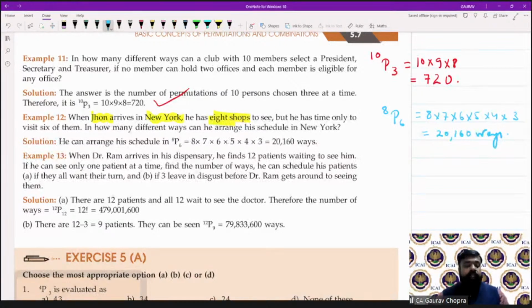Then comes example number 13. When Dr. Ram arrives in his dispensary, he finds 12 patients waiting to see him. If he can see only one patient at a time, of course, one doctor will see one at a time. Find the number of ways he can schedule his patients if they all want their turn.